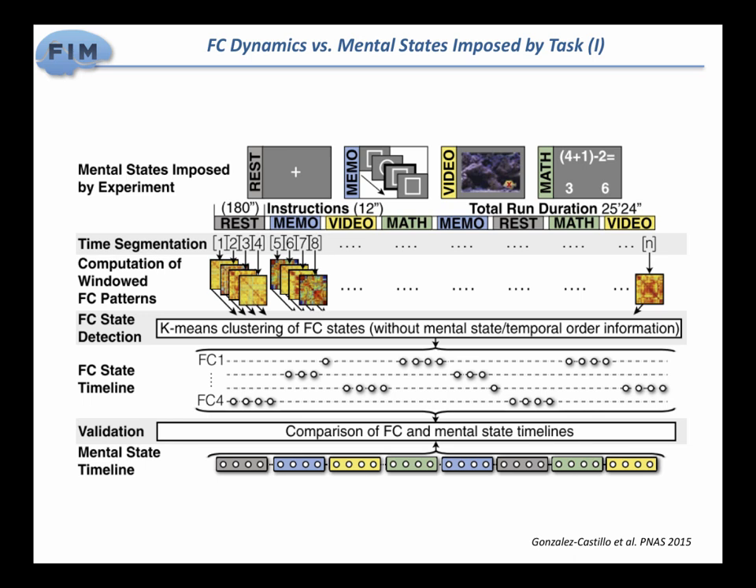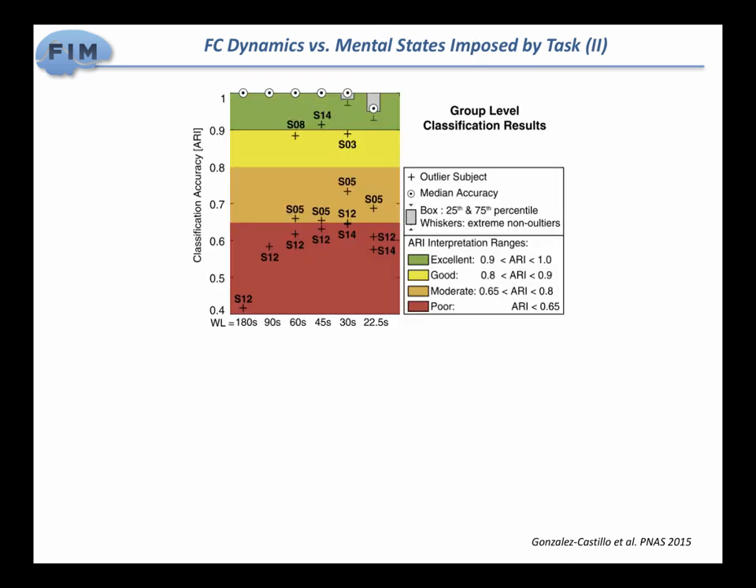And again, the algorithm has 0 information about what tasks they were doing. It just takes these vectors of connectivity and it groups them. And it's me afterwards that compared to see whether that was the case or not. And basically what we saw is that it works quite well for most of the subjects, but we saw there were some subjects in which things work a little bit worse.